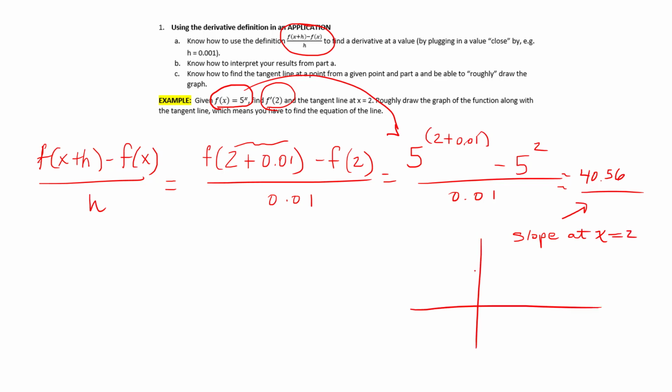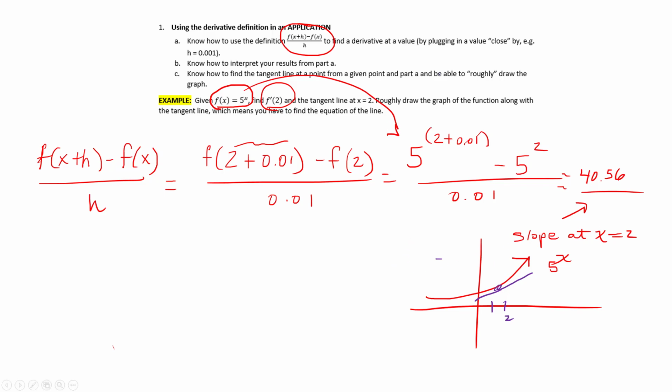So if you drew the graph of 5 to the x, I know that's an exponential function. If you actually drew this, what this means is if I put a point, where am I at? Right here, at x equals 2 on that line, and then I draw a tangent line at that point. Sorry, that's supposed to be actually on the line, it's just not letting me. Then that is the slope, 40.56.